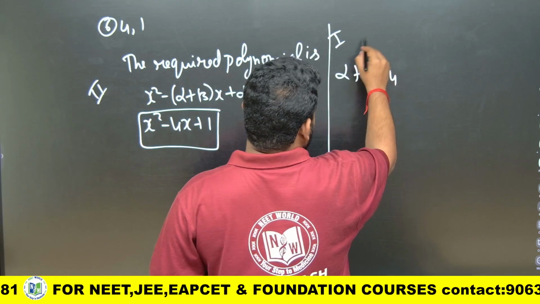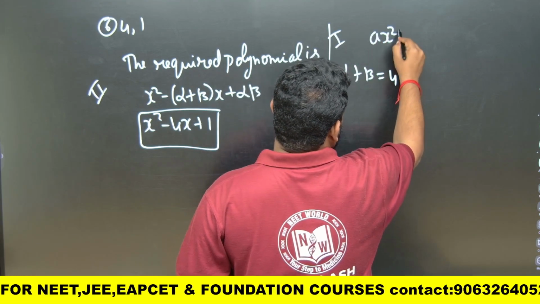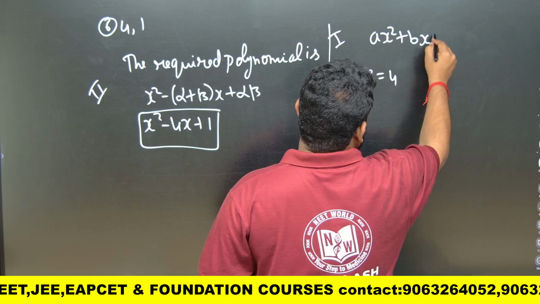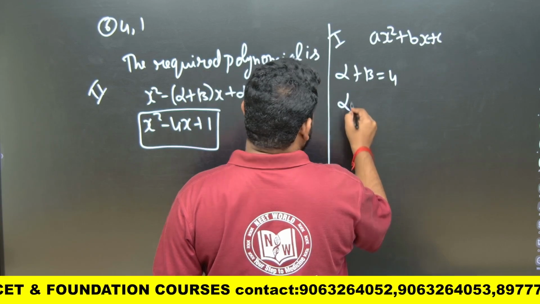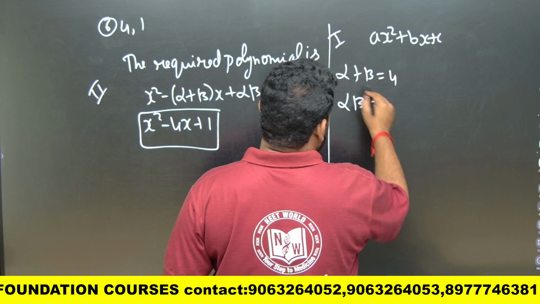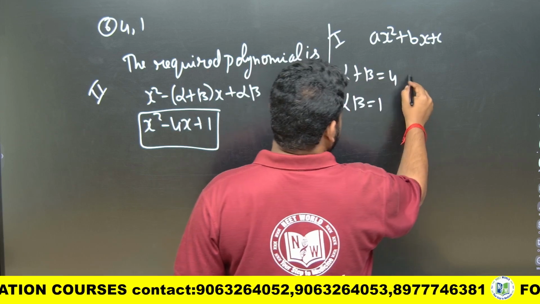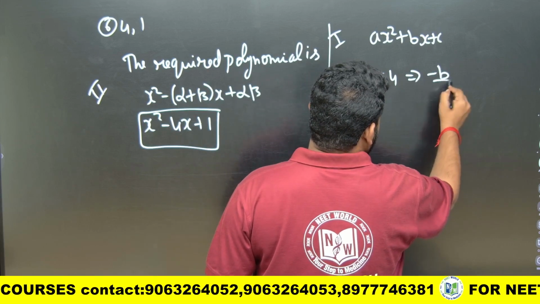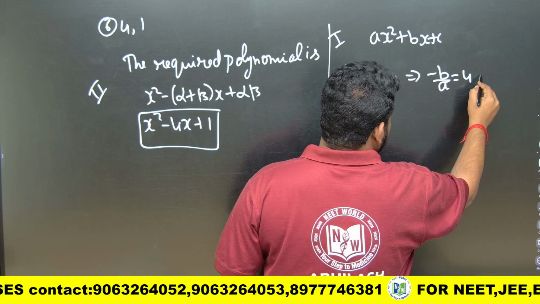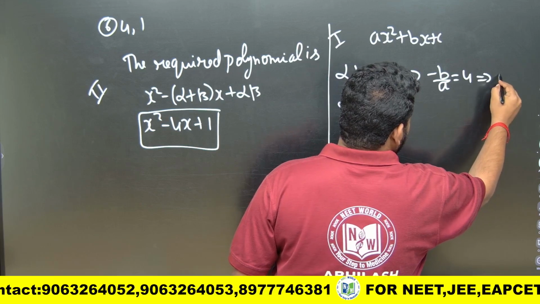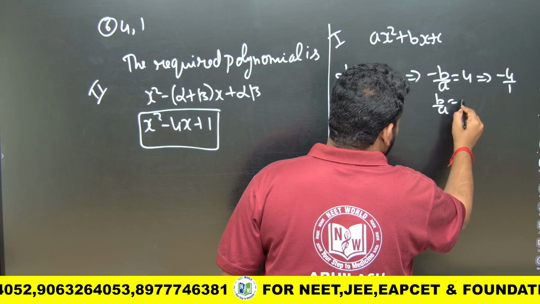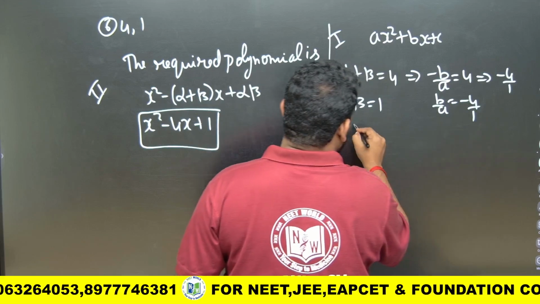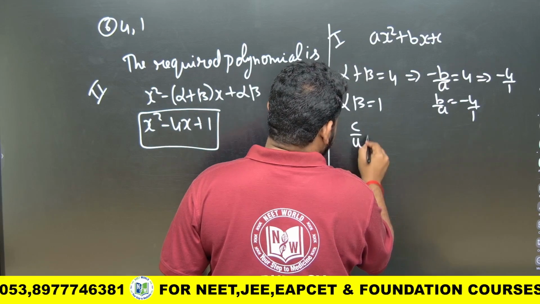Let the required quadratic polynomial be ax square plus bx plus c. Now alpha plus beta is equal to 4, and alpha beta is equal to 1. Alpha plus beta is equal to minus b by a, so minus b by a is equal to 4. So b by a is equal to minus 4 by 1. Alpha beta is c by a, so c by a is equal to 1.